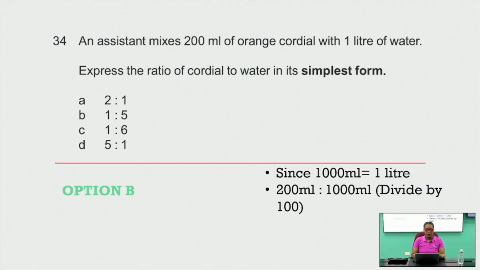Divided by 100, 200 becomes 2, and 1,000 divided by 100 becomes 10. So we have 2 to 10. Do we see that option? No, we don't, because it's not in its simplest form. We can divide 2 by 2, which gives us 1, and 10 by 2, which gives us 5. The simplest ratio is 1 to 5. All right? And that is the mixture ratio.